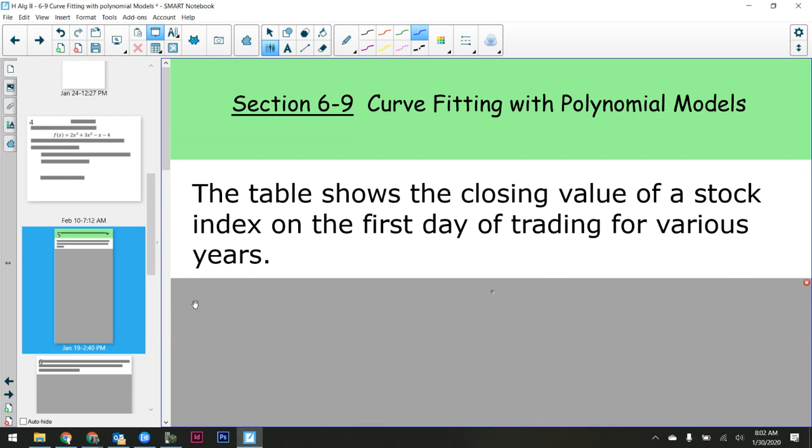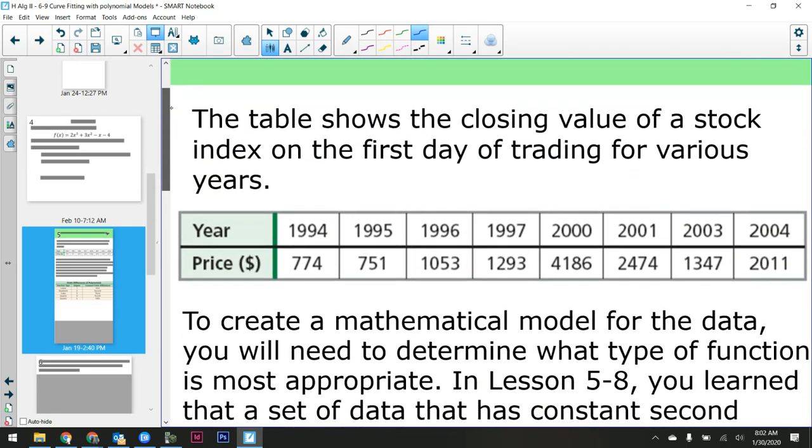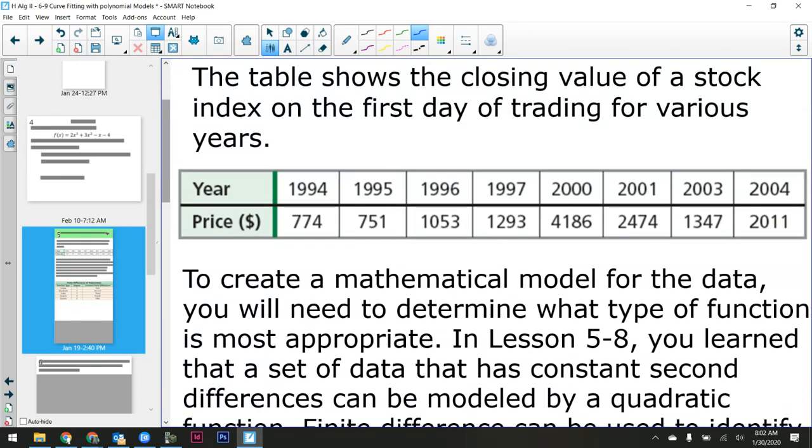Now, think about this. The table shows the closing values of the stock index on the first day of trading for various years. So the stock market is really erratic, right? If you could predict the trend in the stock market, you're going to make some big bucks. But take a look at what we've got here. Closing values of the stock on the first day of trading for various years. 774. Okay, look, it goes up a lot, then a lot more. It goes up by 1,000, so it's growing at a very steep rate of change.